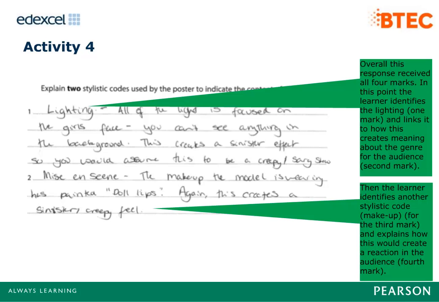Then the learner identifies the particular use of makeup, another stylistic code identified, for the 3rd mark, and then links this to the effect on the audience, saying that it creates a sinister, creepy feel to the poster, gaining the 4th mark.